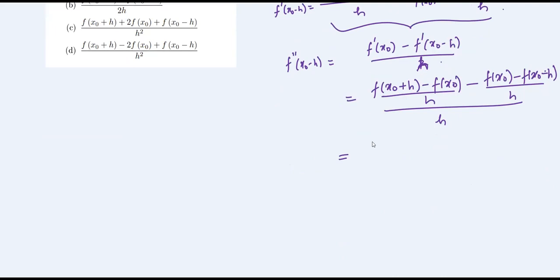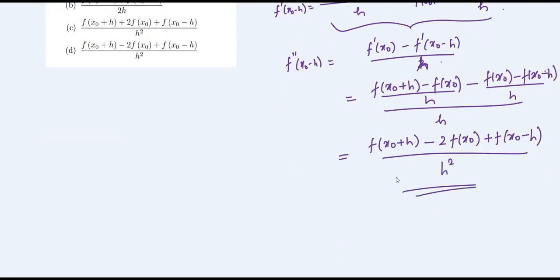So this is equal to f of x naught plus h minus 2 f of x naught plus f of x naught minus h, by h square. So this is the answer.